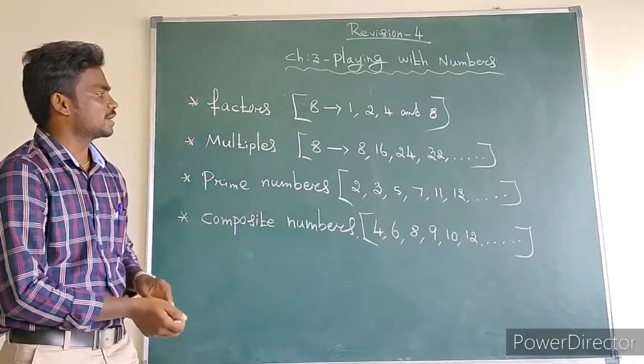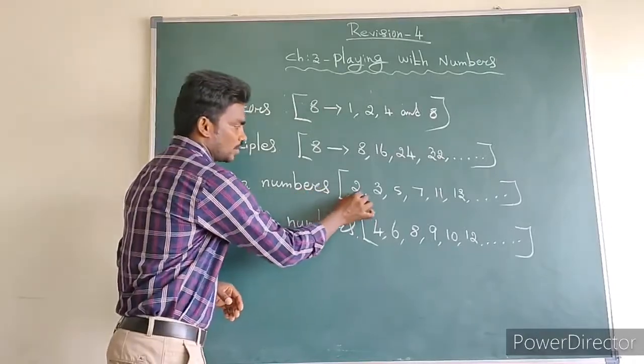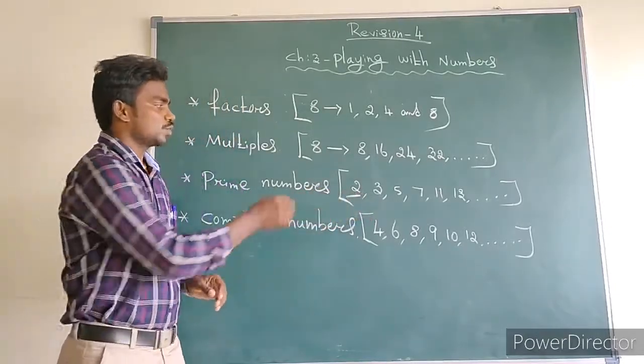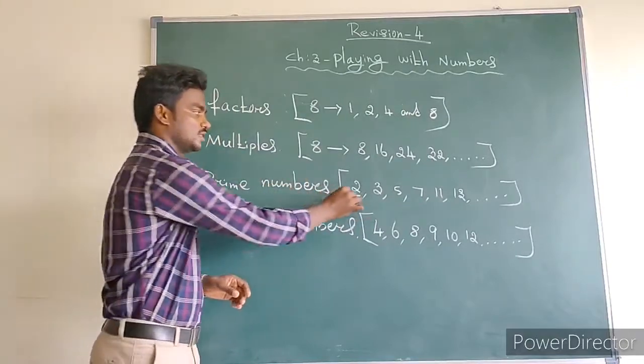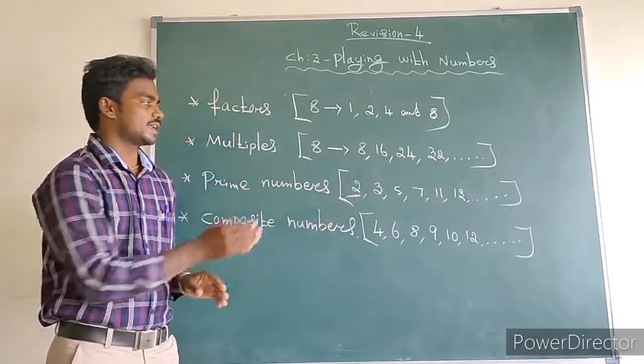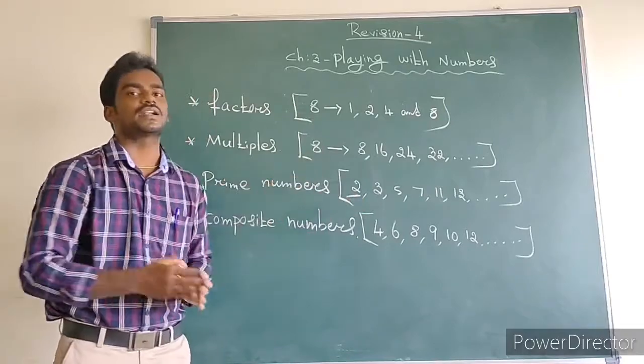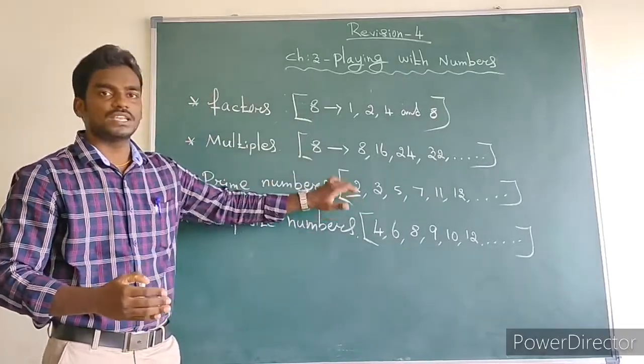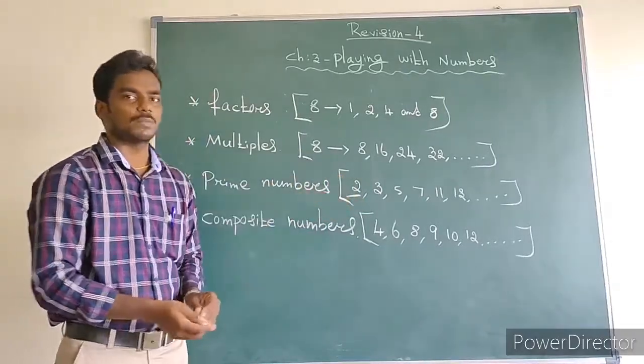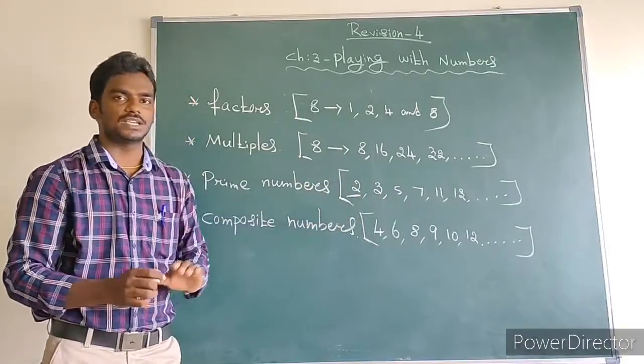And what are the conditions of prime numbers? 2 is the only even prime number, right? So 2 is the smallest prime number and it is the only even prime number. Except 2, the other prime numbers are odd numbers. What is the smallest composite number? The smallest composite number is 4.